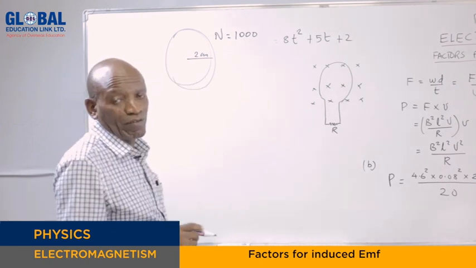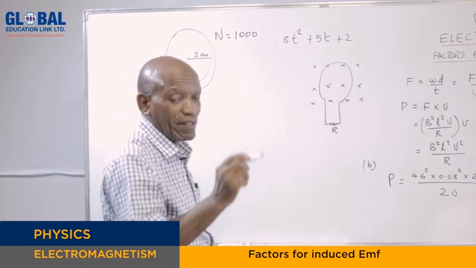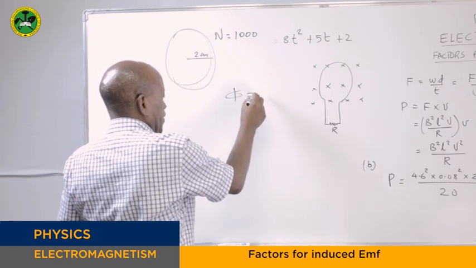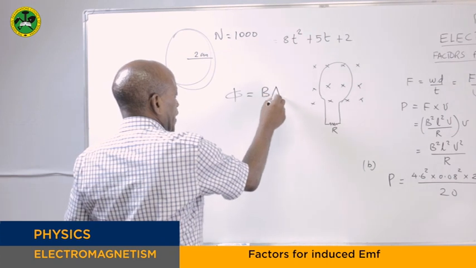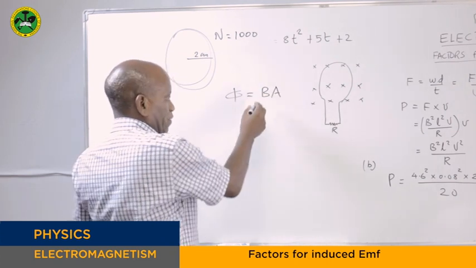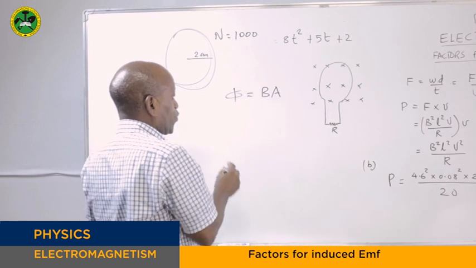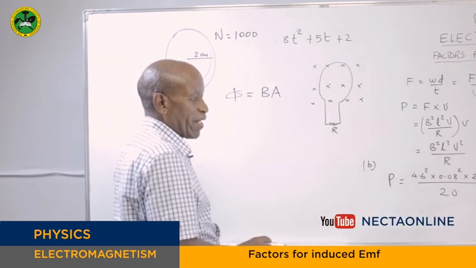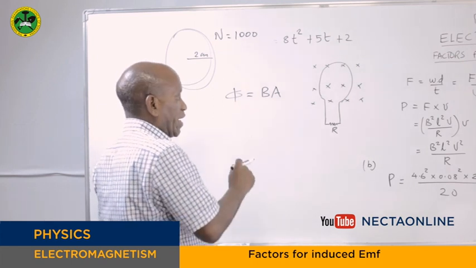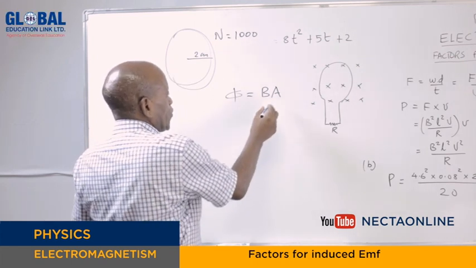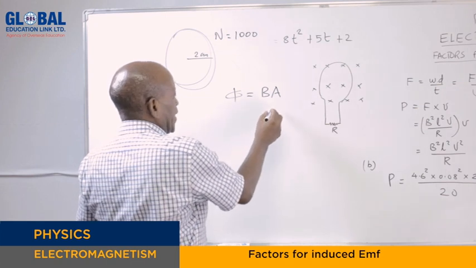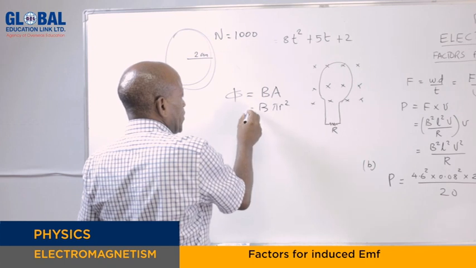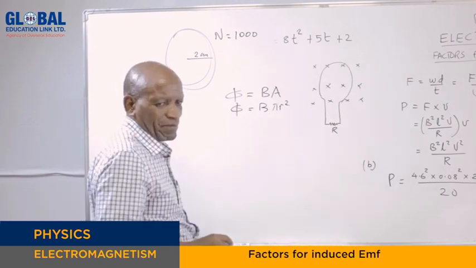But before determining the amount of charge, you need to determine the amount of flux. The flux is equal to B times A, the flux density times the cross-sectional area of the coil moving across the magnetic field. The area A is equal to pi times r squared. So you multiply with B, and then you get the magnetic flux.